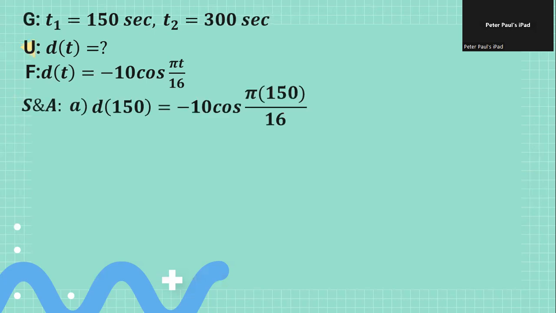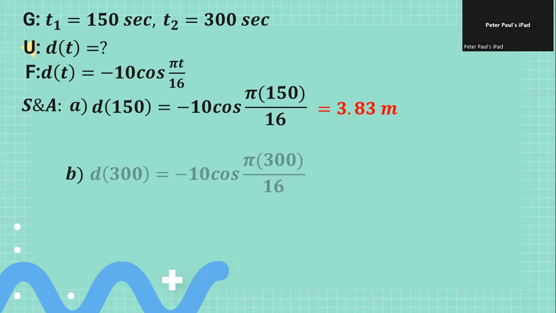For the solution, D of 150. We have negative 10 cosine pi times 150 over 16. Just use our calculator in radian mode. The answer is 3.83 meters. This means your cabin is still low. It is not at a high height yet. But after 5 minutes, where will your cabin be? At D equal to 300 seconds, that is 7.07 meters. Imagine that, 7 meter sticks. So, after 5 minutes, you are near the top of the Pampanga Eye.